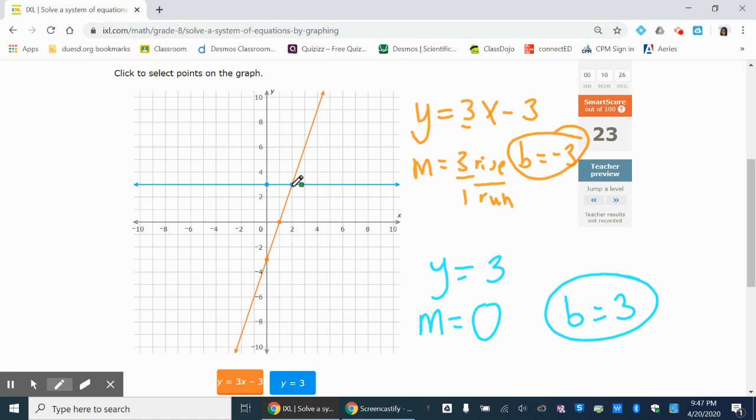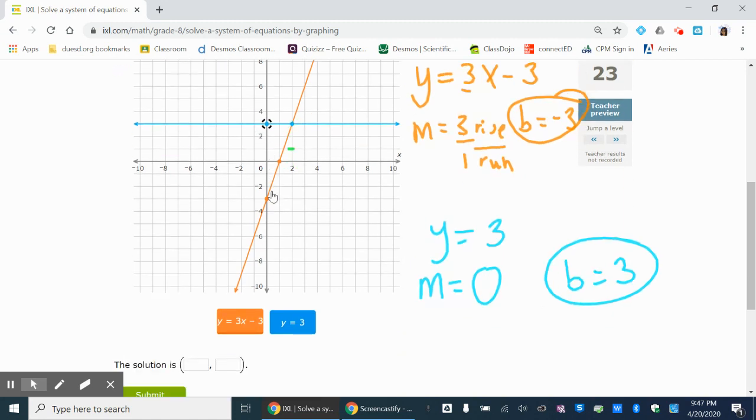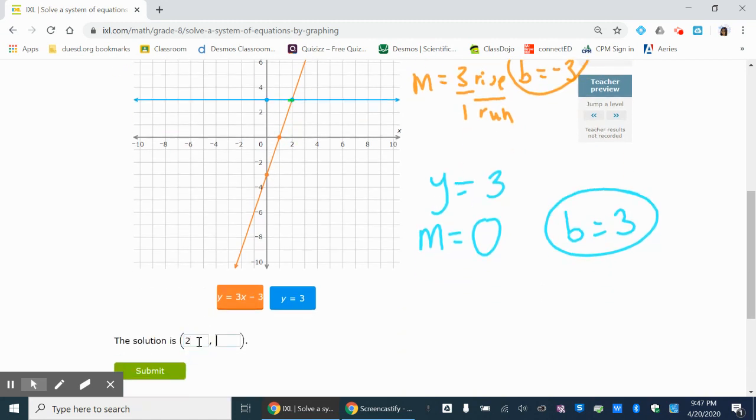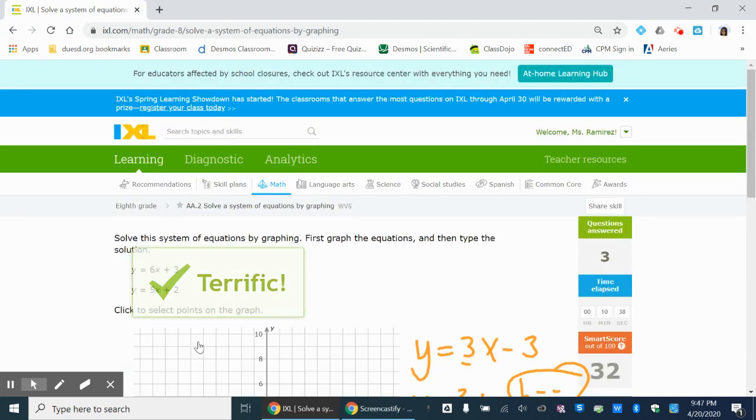Let me change it to green. Here at this point, the coordinates for that point are 2 for x and 3 for y. So the solution is 2, comma 3. All right. Hope this helped.